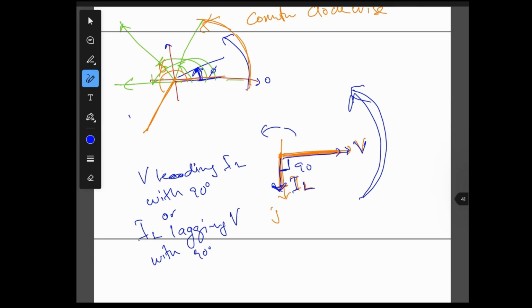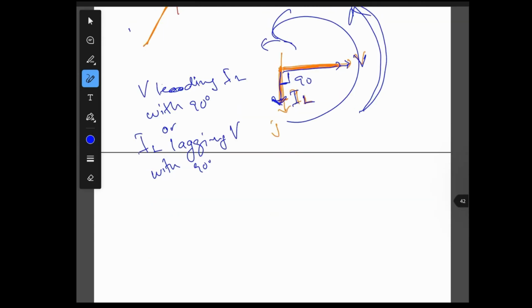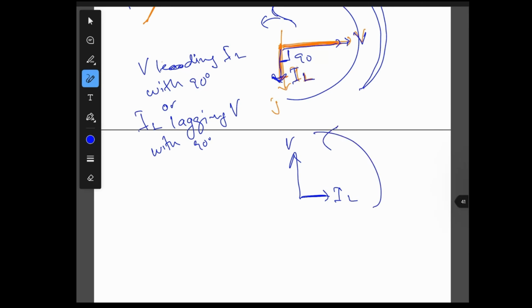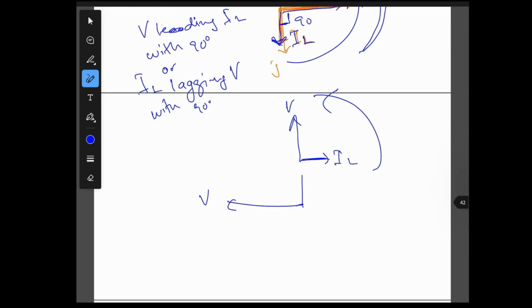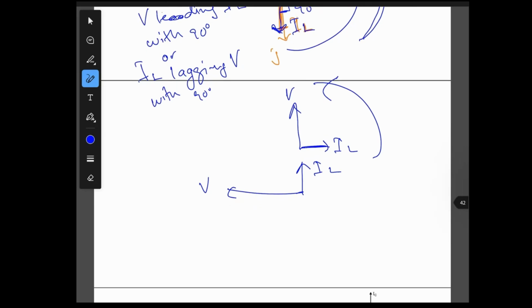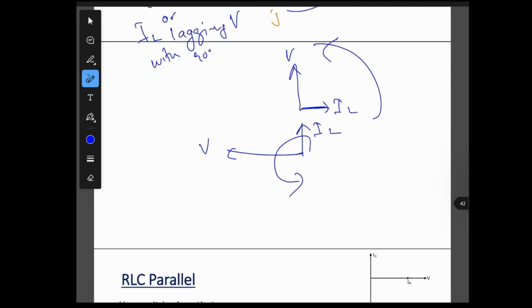You just imagine it rotating like this. So when V is here, IL will be here. We rotate again. V here, IL will be here. Rotate. So we can see that V is always leading IL with 90 degrees. Or we can say that IL is lagging V by 90 degrees.